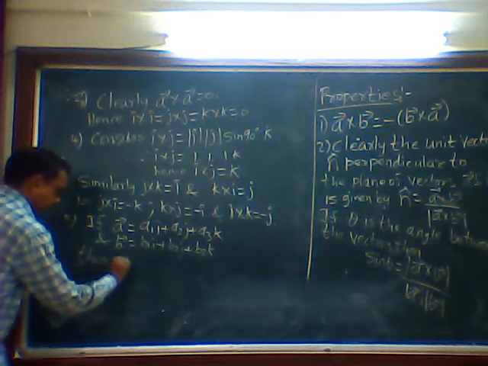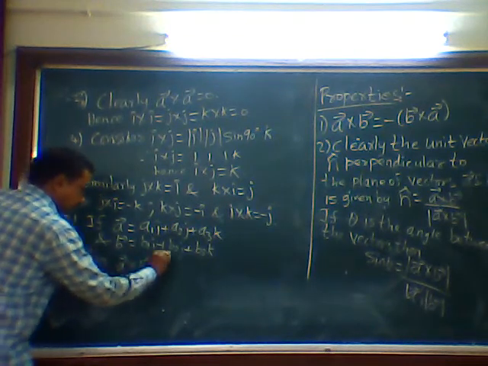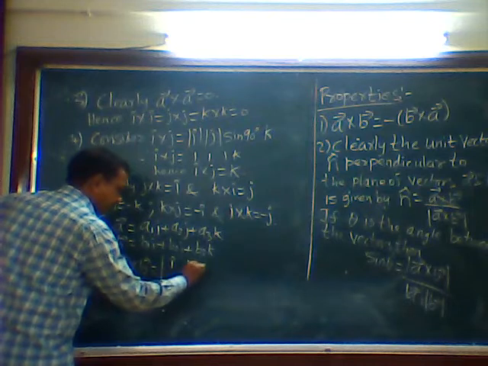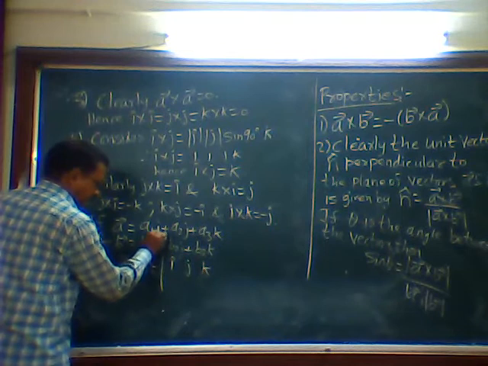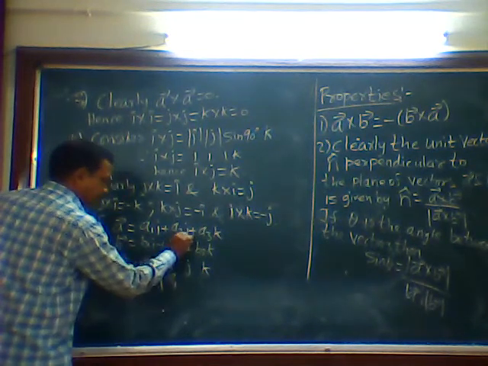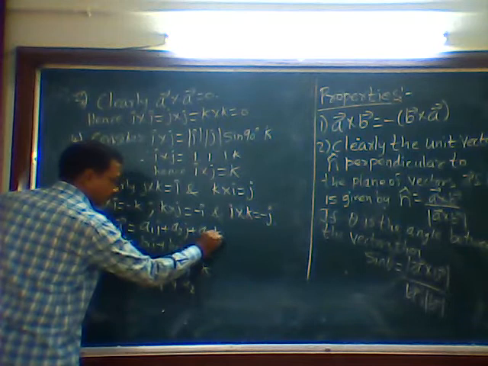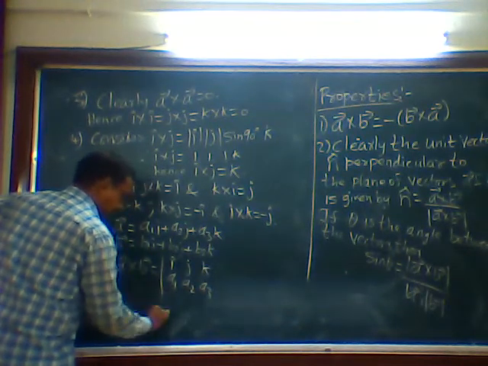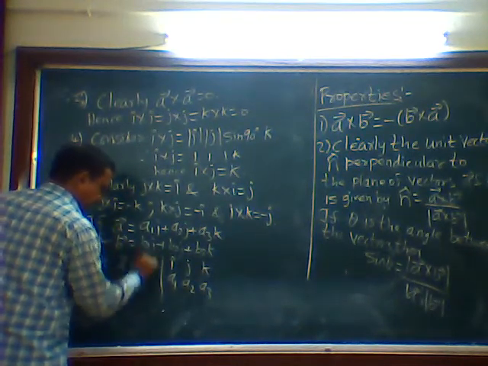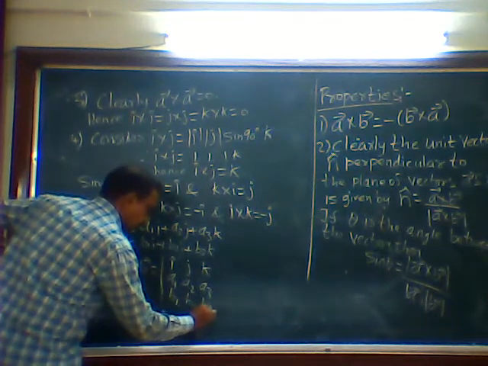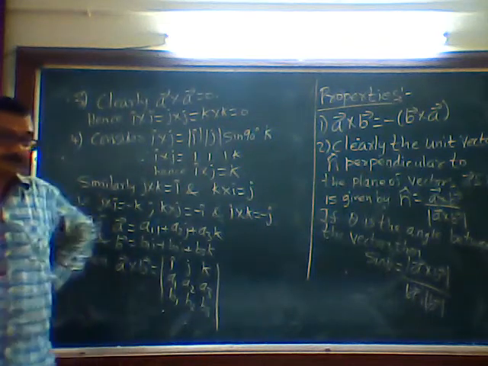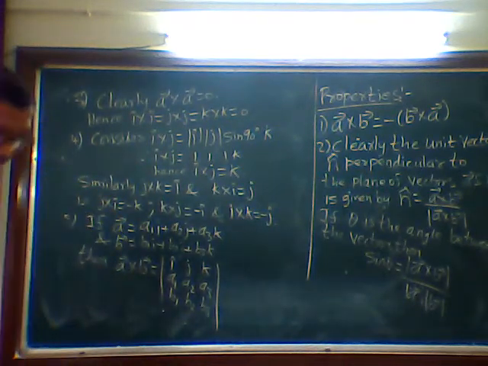Then a bar cross b bar is equal to a determinant. First row will be i j k, second row will be the contents of a. Coefficient of i is a1, coefficient of j is a2, coefficient of k is a3. Then the third row will be b: b1, b2, b3. This way you get it. So you are going to find the determinant here for a bar cross b bar, whereas a dot b was very easy in dot product.